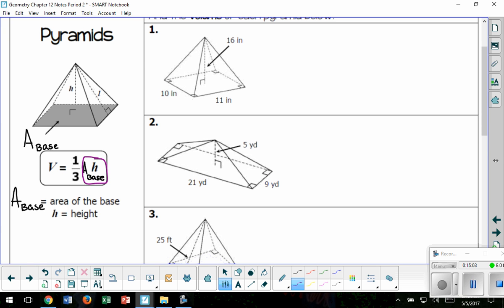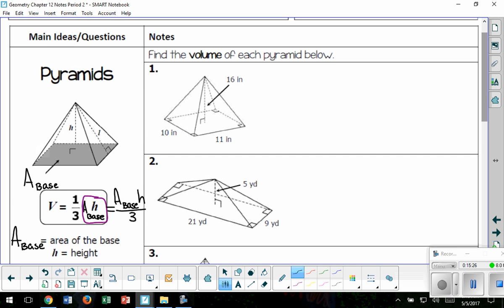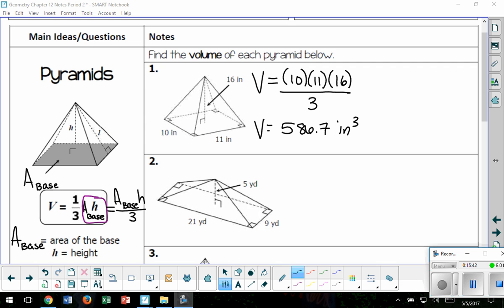For number one, you can find the area of the base, we have the height, we take 1/3. Now, you guys all know me, writing this as the area of the base times the height over 3 is always better. Okay, it's always better. So if we look at this number one, the volume is equal to the area of the base, 10 times 11, times the height, which is 16, divided by 3. So 586.7 inches cubed.